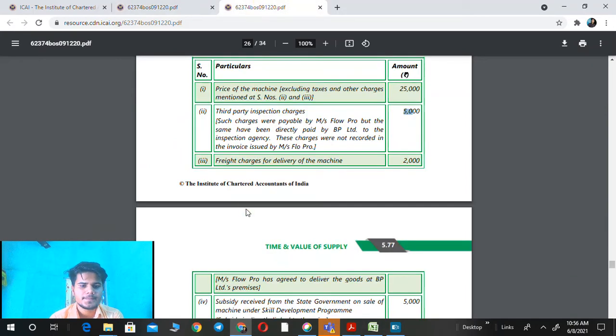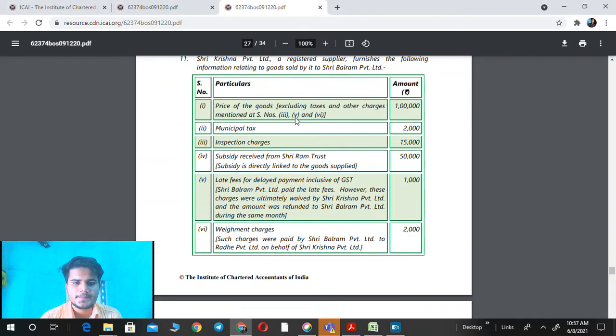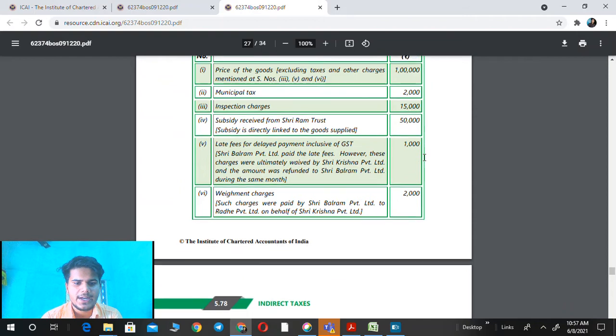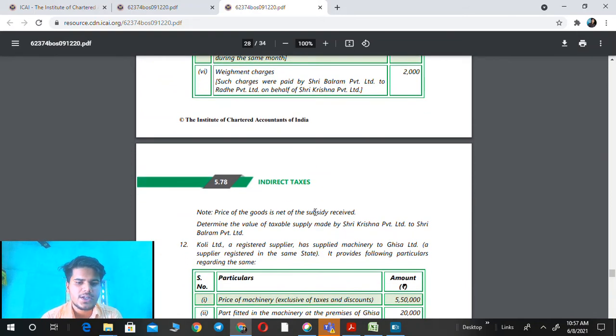Question number 11. Sri Krishna Private Limited, a registered supplier, furnished the following information related to goods sold to Sri Balram Private Limited. So in this question, the registered supplier furnished the following information relating to goods sold to Sri Balram Private Limited. Price of the goods excluding taxes and other charges is 1 lakh, municipal taxes 2,000, inspection charges 50,000, subsidy, late fees, abatement charges. Price of the goods is net of subsidy received. Determine the value of taxable supply.